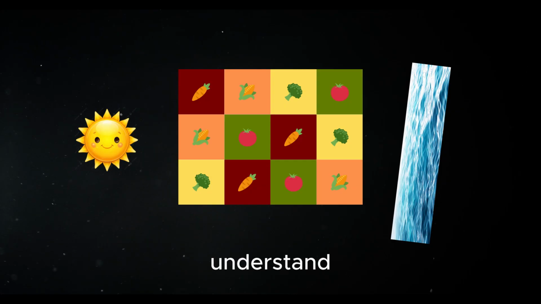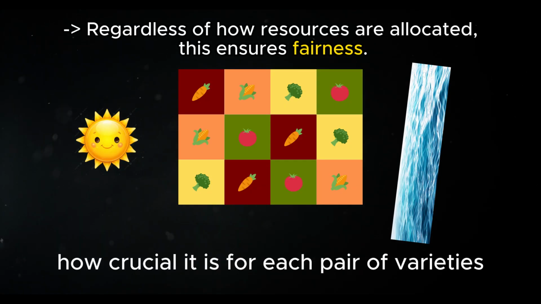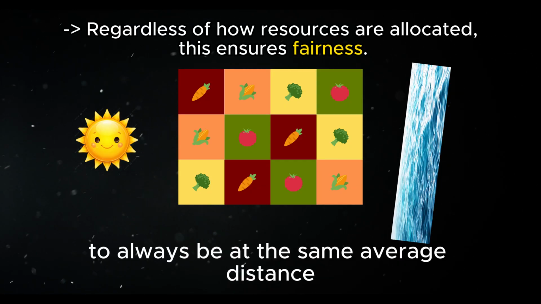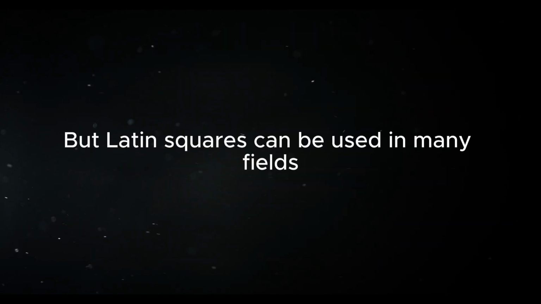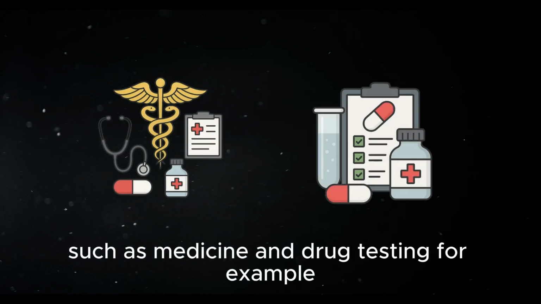We can therefore understand how crucial it is for each pair of varieties to always be at the same average distance across all rows. This is a simple example, but Latin squares can be used in many fields, such as medicine and drug testing, for example.